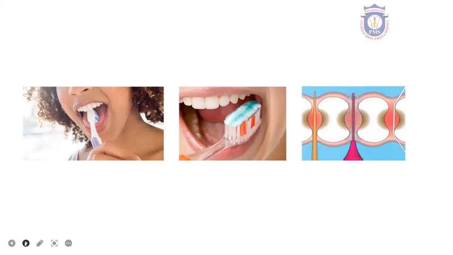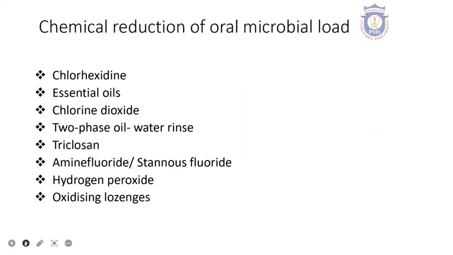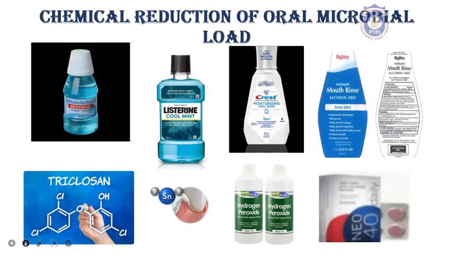And the other methods are tongue brushing, tooth brushing, use of interdental aids like dental floss, toothpaste, interdental brush, etc. Then chemical reduction of oral microbial load. It is by using chlorhexidine mouthwash, essential oil, chlorine dioxide, two-phase oil-water rinse, triclosan, amine fluoride, stannous fluoride, hydrogen peroxide, and oxidizing lozenges. So these are the chemical reduction of oral microbial load. So these are the mouthwashes, mouth rinses, etc.